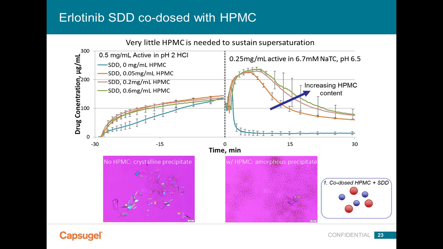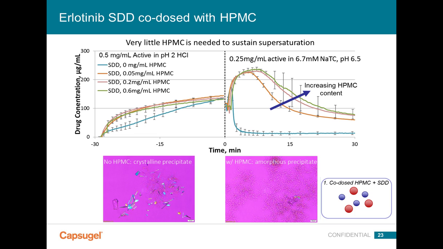On the bottom here, I have two polarized light microscopy images. And on the left is the precipitate taken from the control channel at the end of the dissolution test. So you can see from this that there's quite a bit of birefringence in the image, indicating that the precipitate is crystalline for the control system.